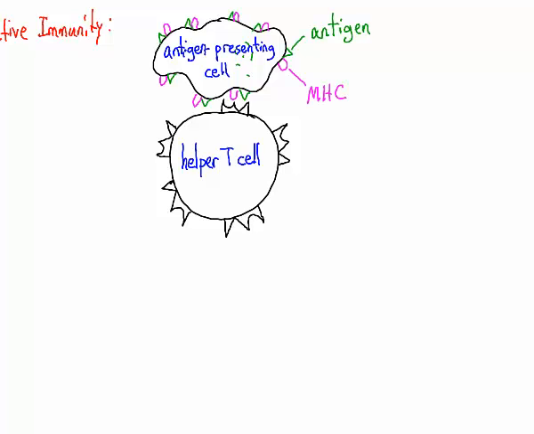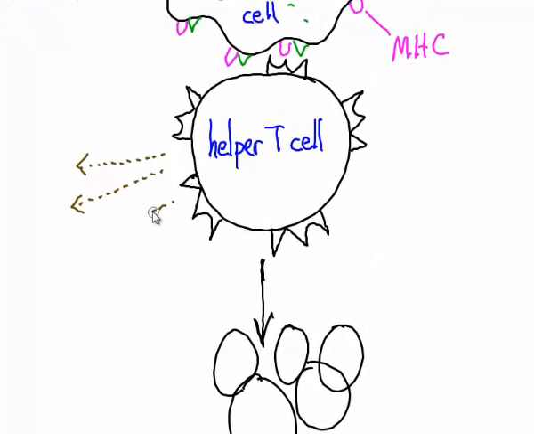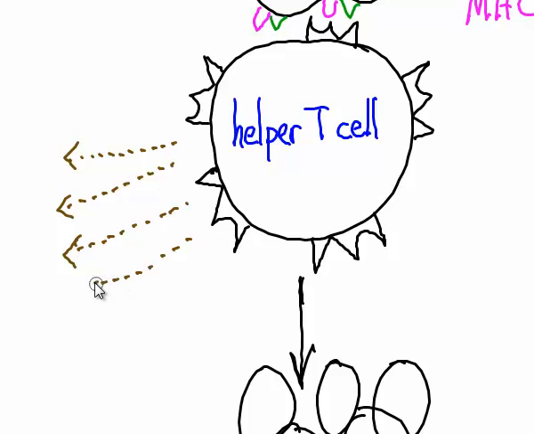Now when the helper T cell binds onto those MHC and antigen proteins, that's going to stimulate the helper T cell to start dividing by mitosis into a group of helper T cells, and it's also going to start releasing chemicals to attract other immune system cells. As these chemicals, called cytokines, diffuse into the surrounding area, diffuse into the bloodstream and travel around the body, they're going to start causing new kinds of cells to become active. And there are different kinds of cytokines. For example, let's say this first kind, this brown cytokine chemical, is going to activate B cells.